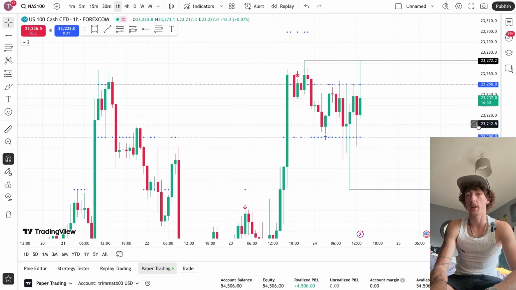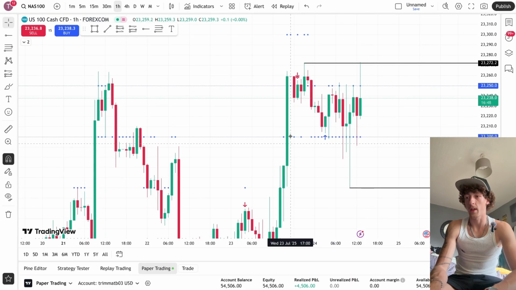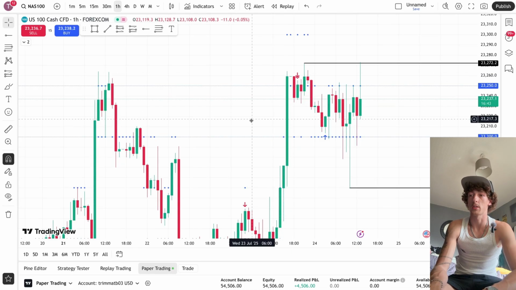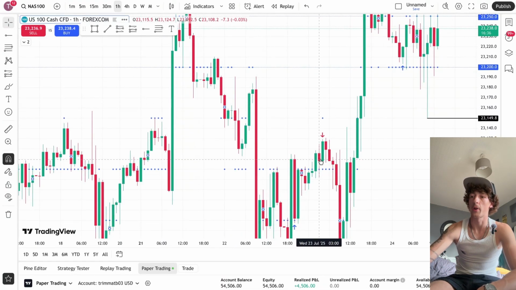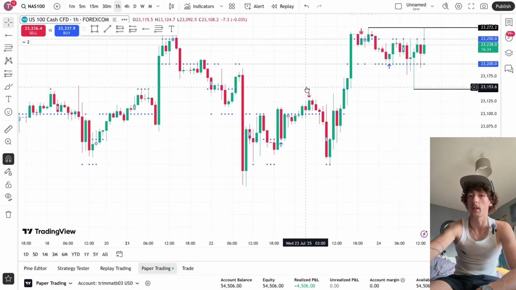And again, same with the candles. All you're looking at is up and down. Green means price has pushed up, red means price has pushed down within that hour. So here we had a really big sell-off within that hour. Price came all the way down here.